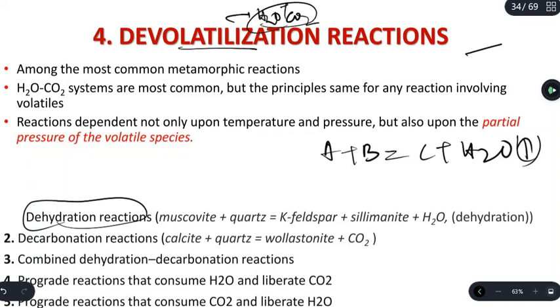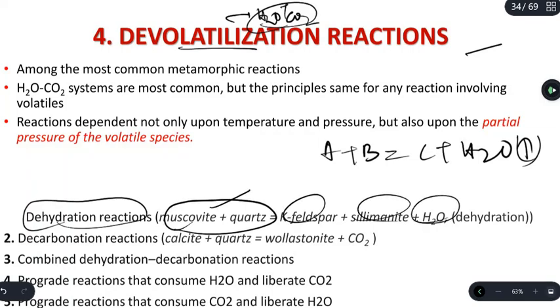If it gives rise to only H2O, it is called a dehydration reaction, like this reaction: muscovite plus quartz gives K-feldspar plus sillimanite plus H2O, right? It is called a dehydration reaction because H2O is released. By looking at this you will know whether H2O is released or CO2 is released. A decarbonation reaction releases CO2.